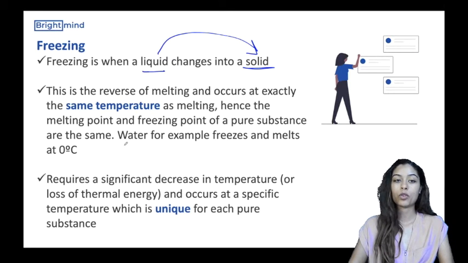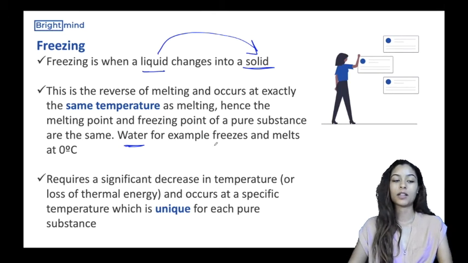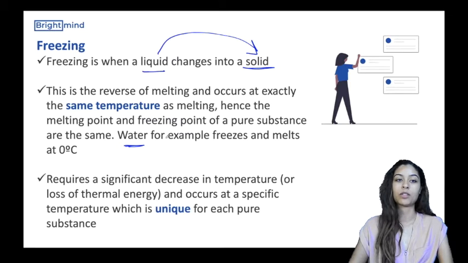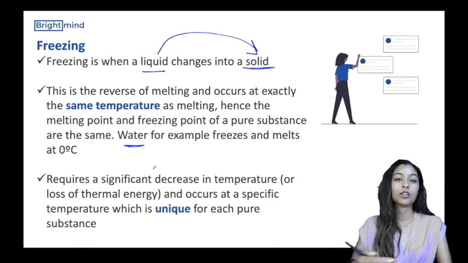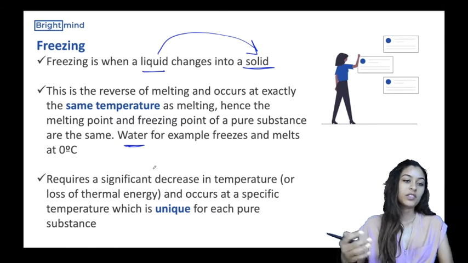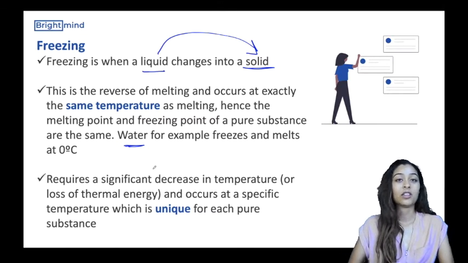So we spoke about water as an example for a pure substance. So if it freezes at 0 degrees Celsius, that means it's going to melt at around the same temperature as well. Now, freezing requires a significant decrease in temperature or a loss of thermal energy. So this occurs at a specific temperature, which is again unique for each pure substance.